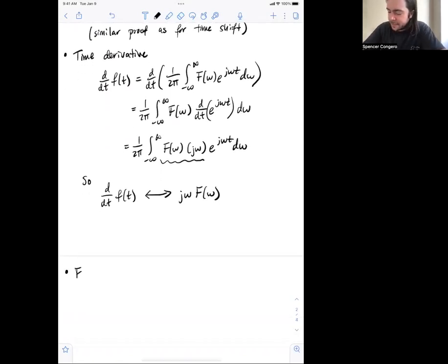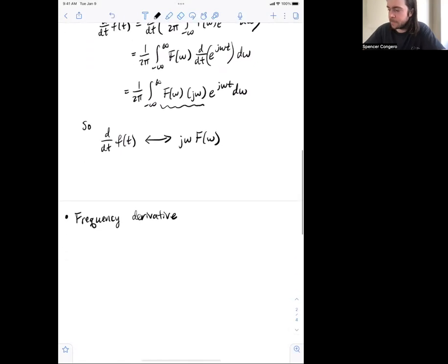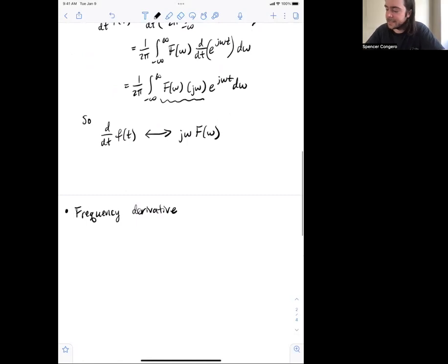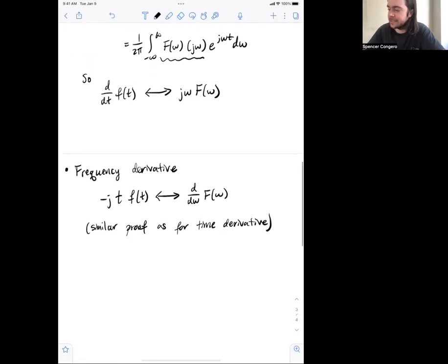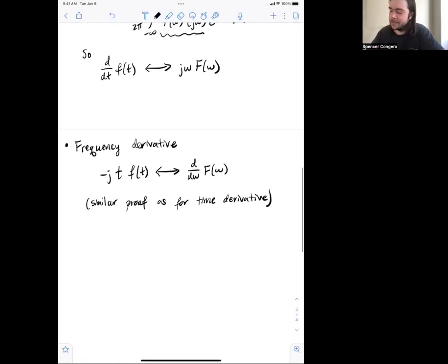And just like for the time shift, we also have a frequency derivative. Okay, and again, it's almost the exact same proof. You can start with the derivative of F of omega, just like we did. And what happens in time? Well, similar thing, I have my f of t, and then I have a factor of negative j t. Okay, so again, I'll just write here, similar proof as for the time derivative. And you can try that on your own, almost the exact same thing. Okay, so that's a useful one too.